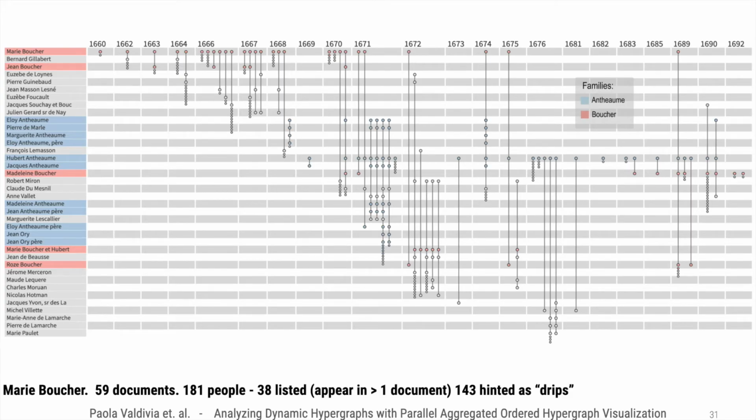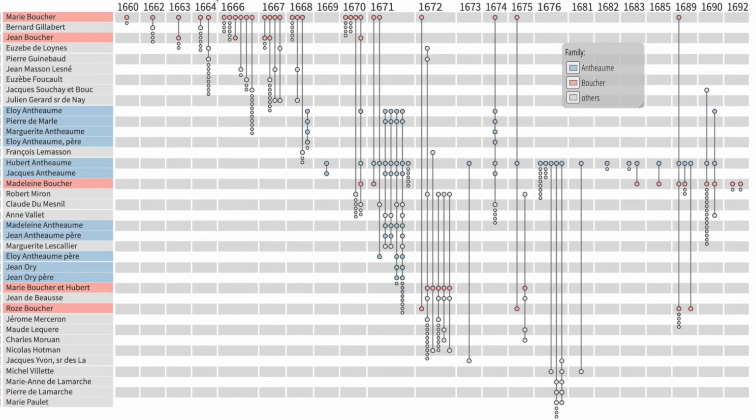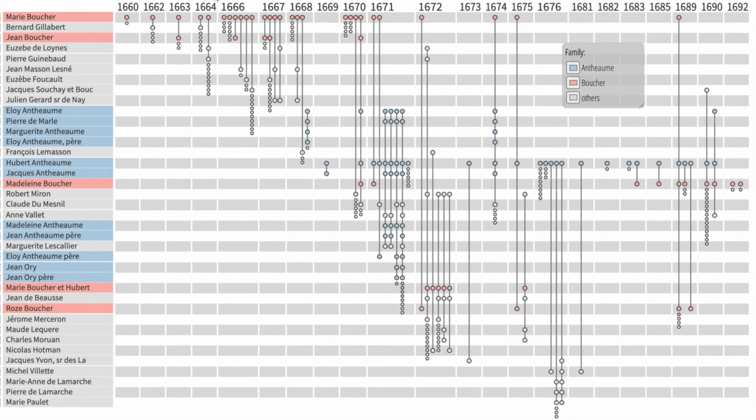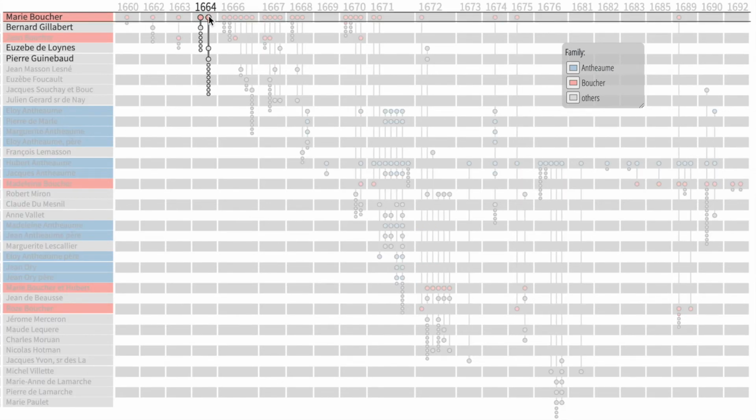In this dataset, we see that there are 59 documents, represented by the hyperedges. These documents correspond to a 22-year period. We have 181 people, where only 38 that appear in more than one document are listed. The other 143 people are hinted as drips, which are those smaller circles. When we hover over the hyperedge, all the names appear, so users can explore in detail who appears in each document.